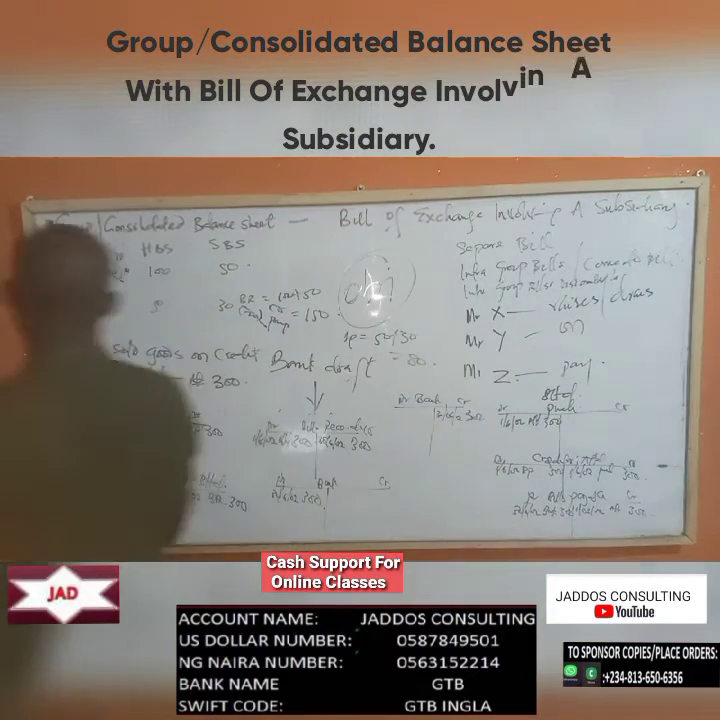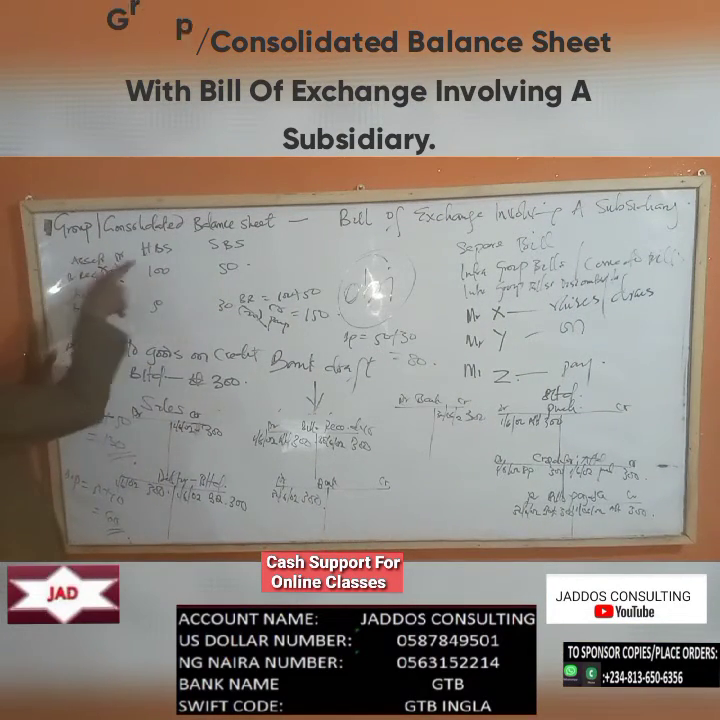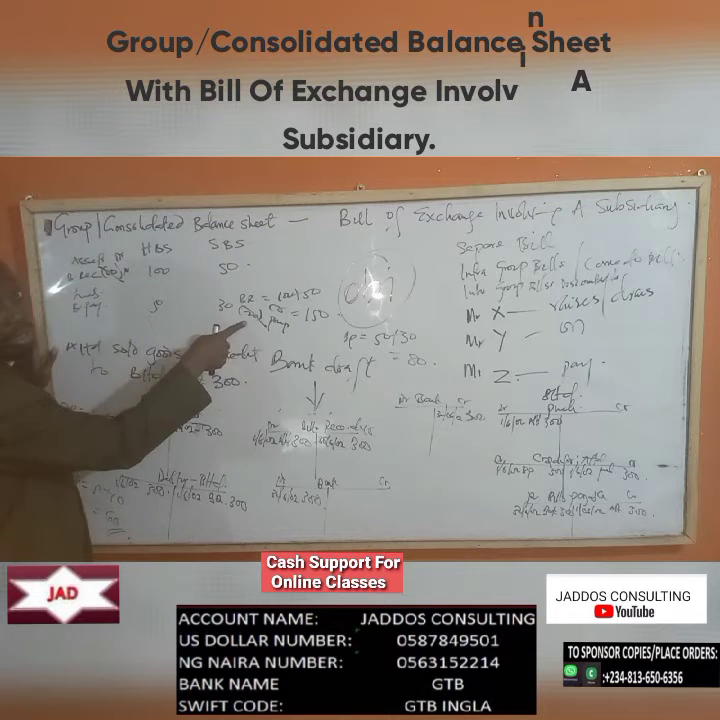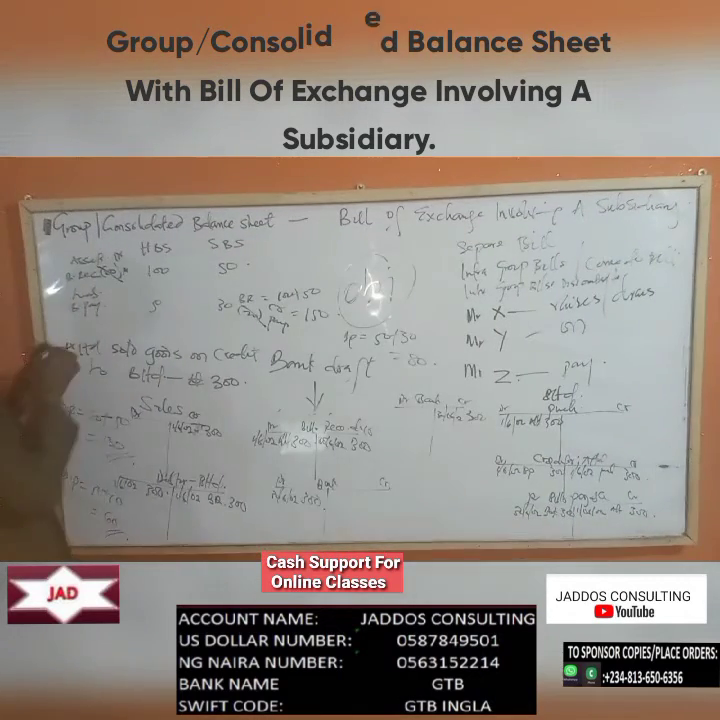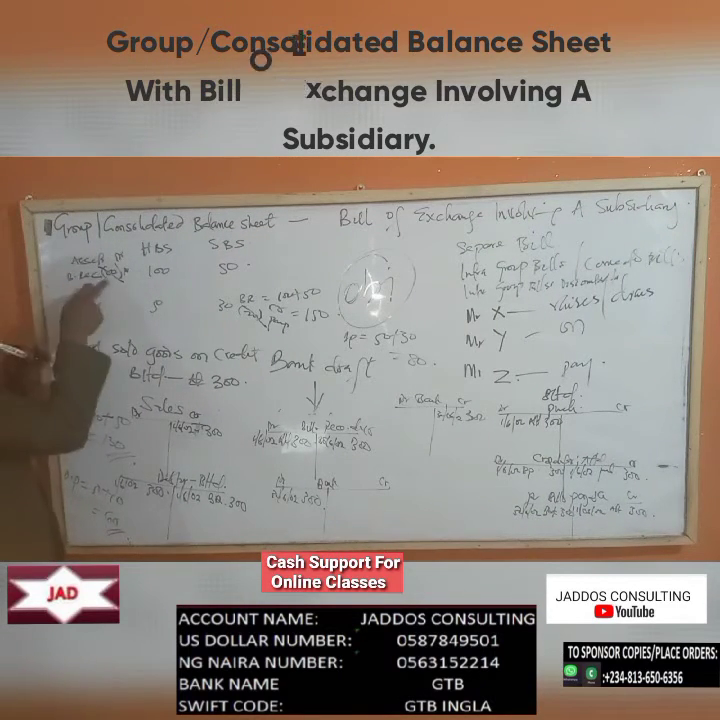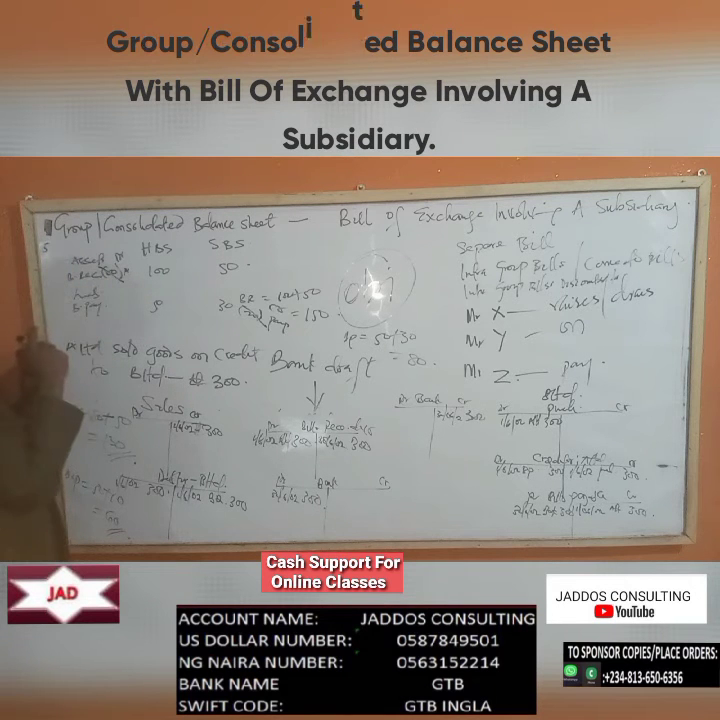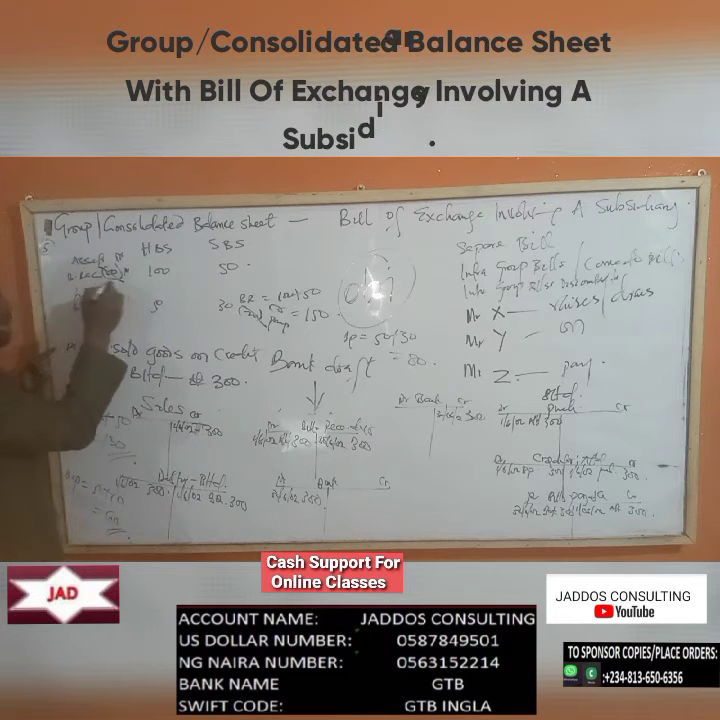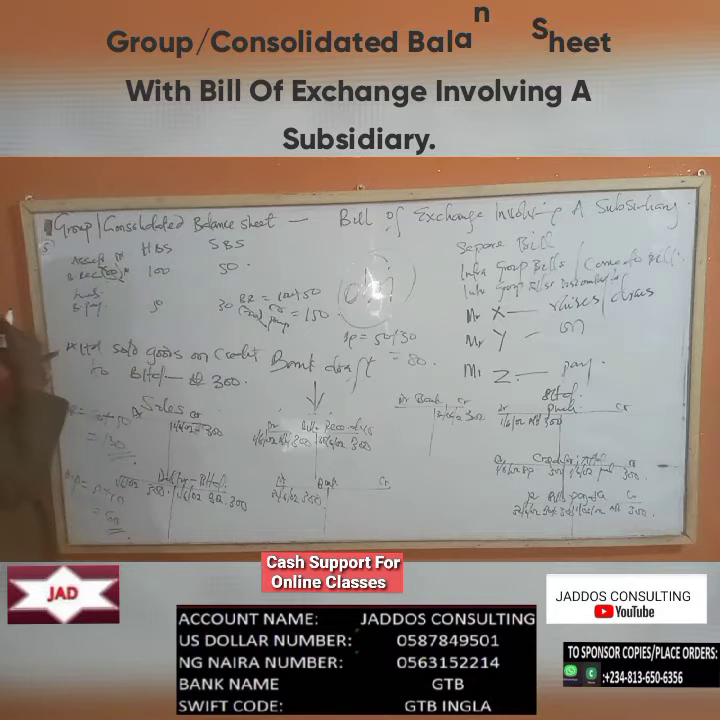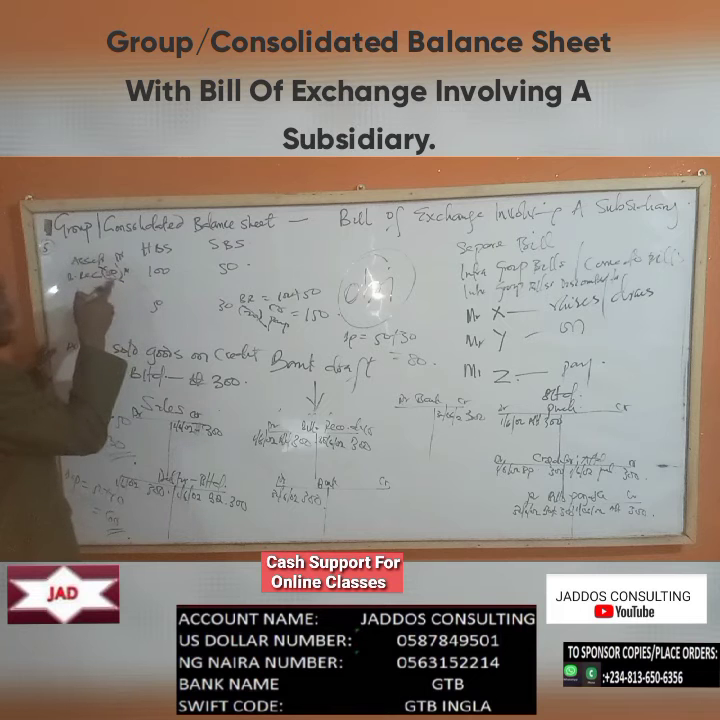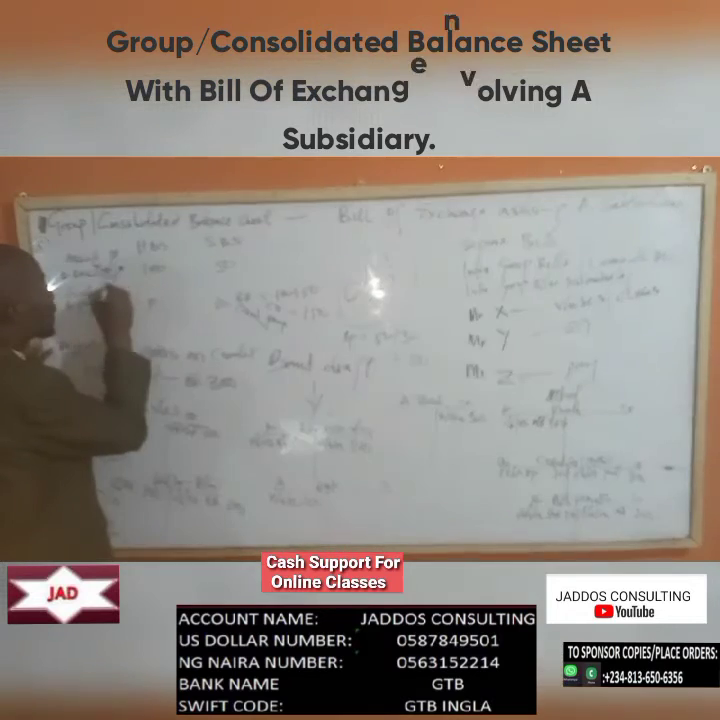So let's assume that the holding company has 100 bills receivable. 20 is receivable from the subsidiary. And let's assume that out of these 20, the holding company has now discounted 5. 5 has been discounted of this 20. That means there's a third party involved in this 20 that is due from the subsidiary. So what do we do in that extent? It means that what is left due from the subsidiary is 15 instead of 20.